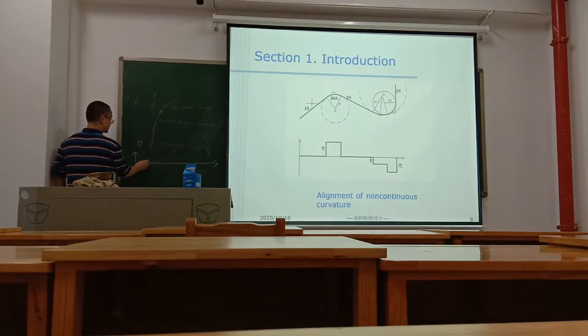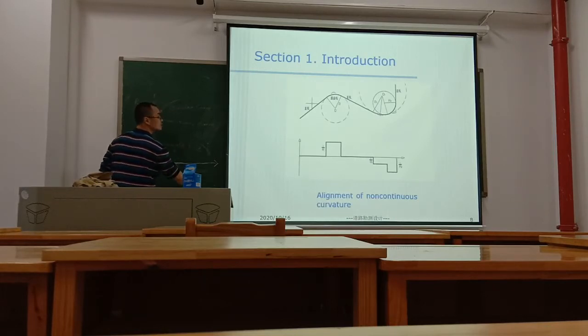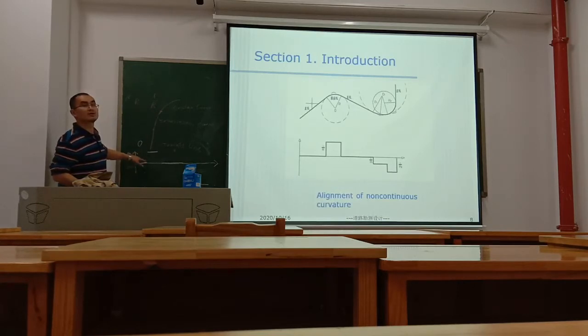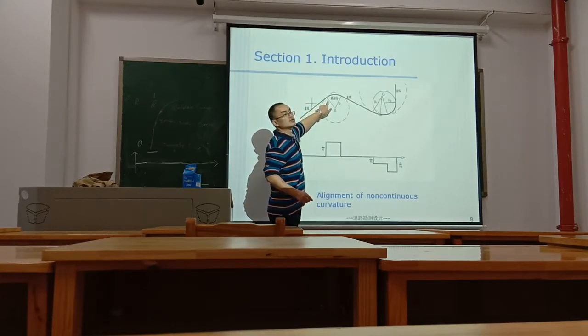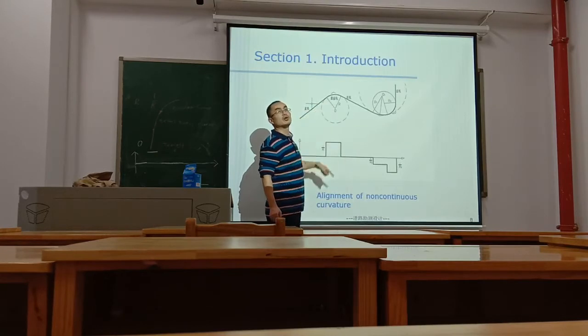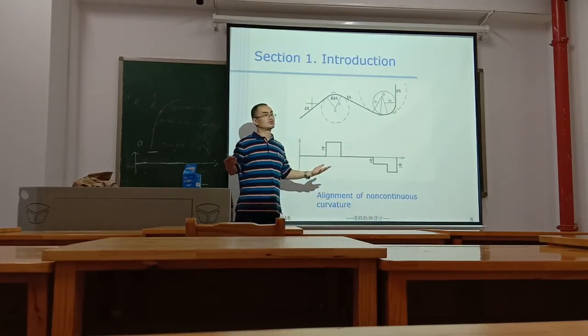This is a straight line. This is a circular curve. This is a straight line. This is a circular curve. So it's not continuous. There is a sudden change. There are two curvatures at this point, the tangent point. It's not continuous. So, understand?